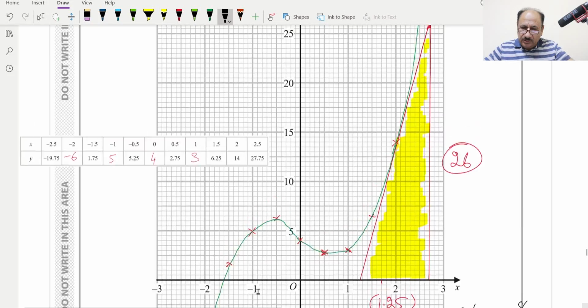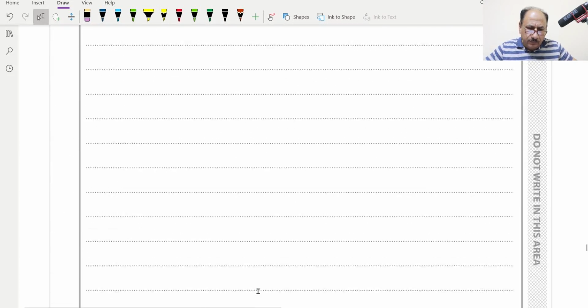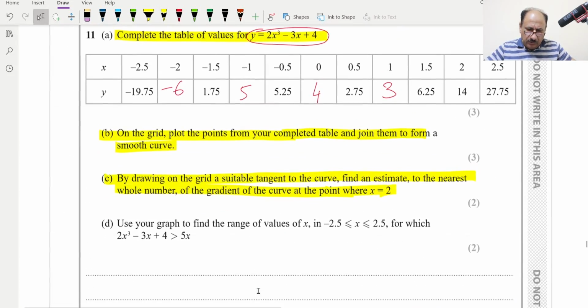This will be the gradient of the tangent for this one. By drawing on the grid a suitable tangent to the curve, find an estimate to the nearest whole number. So for this one we found 20.8, which is approximately 21. So 21.